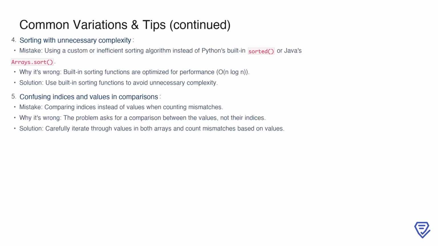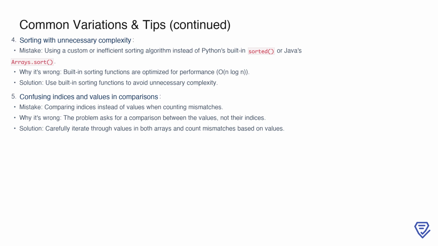Now, let's look at a couple more common mistakes. Using an unnecessarily complex sorting algorithm is one of them. Some people try to implement custom sorting methods or use less efficient alternatives, but built-in functions like Python's sorted, or Java's Arrays.sort, are highly optimized for performance, running in O(n log n) time. Sticking with these built-in methods is both simpler and more efficient.